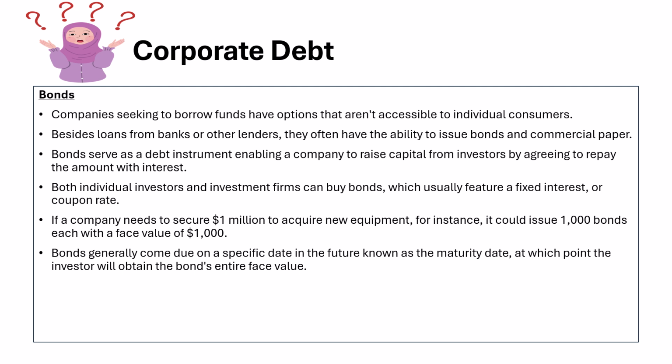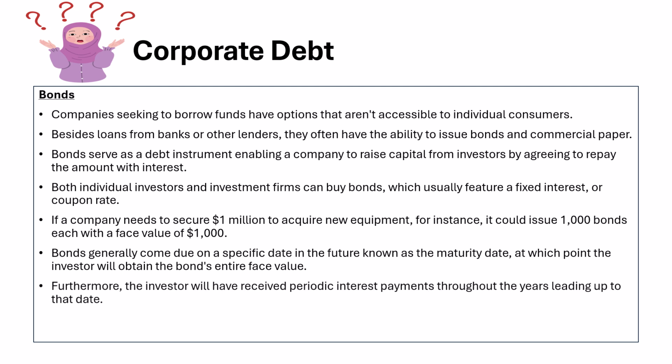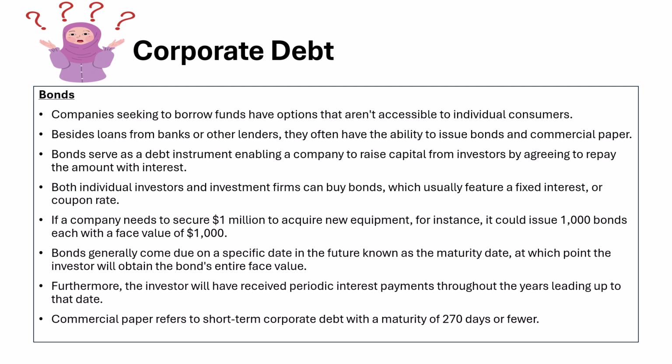Bonds generally come due on a specific date in the future known as the maturity date, at which point the investor will obtain the bond's entire face value. Furthermore, the investor will have received periodic interest payments throughout the years leading up to that date. Commercial paper refers to short-term corporate debt with a maturity of 270 days or fewer.